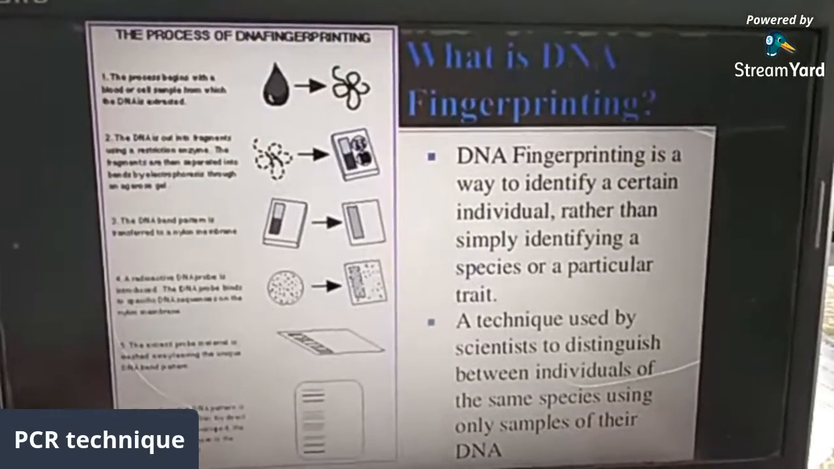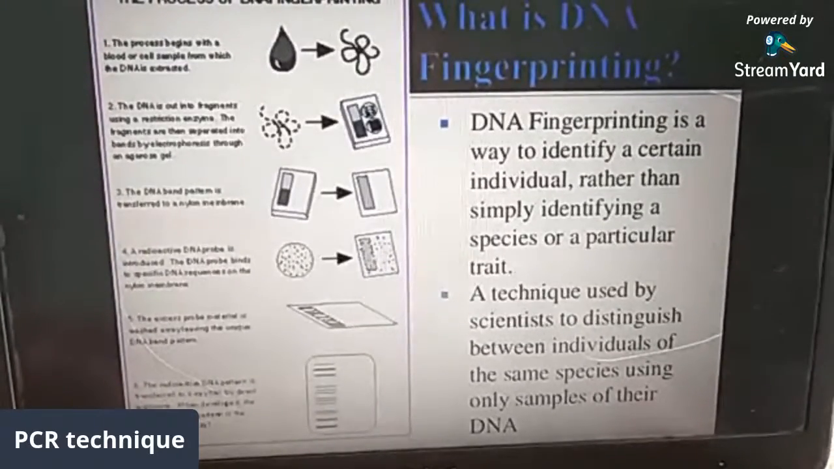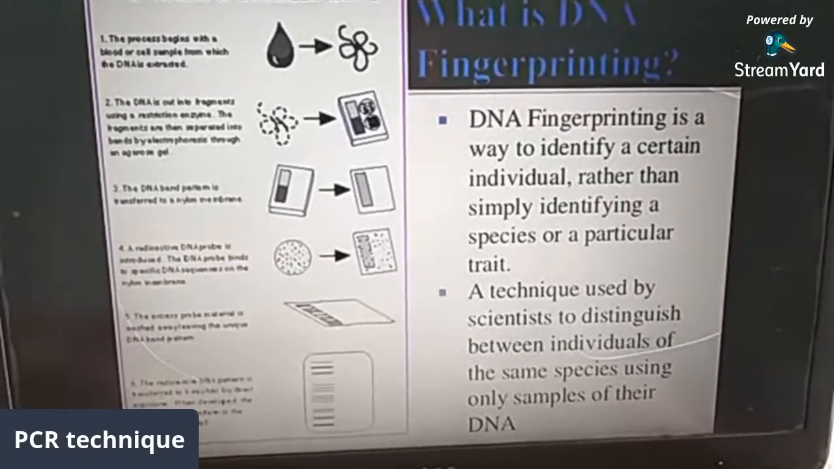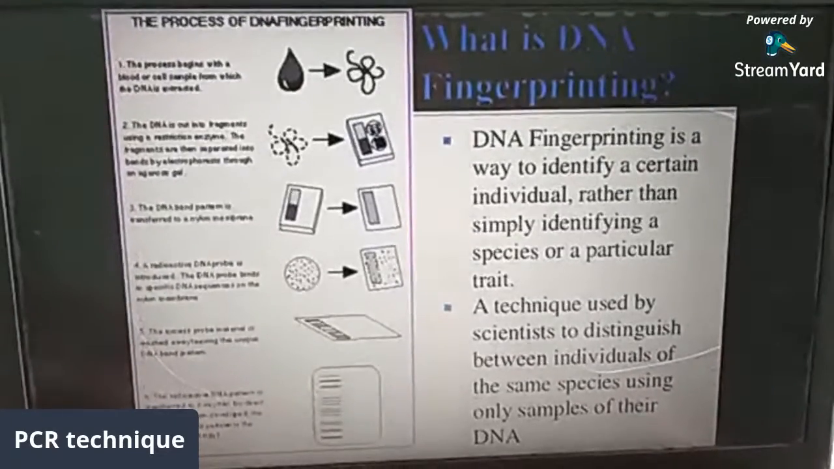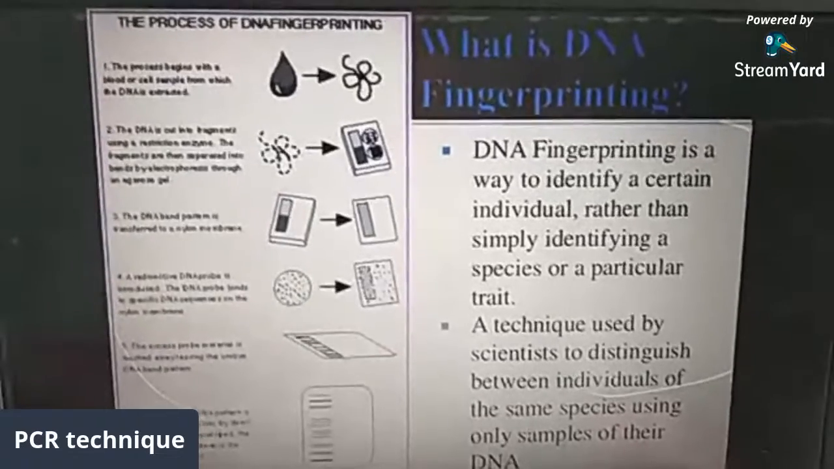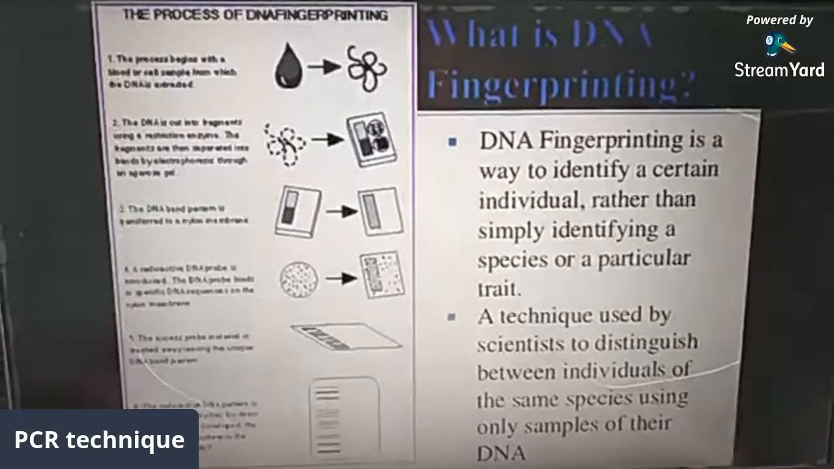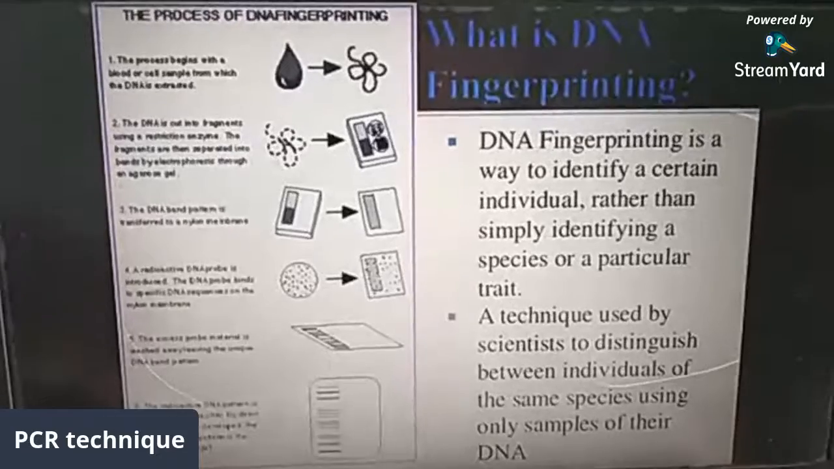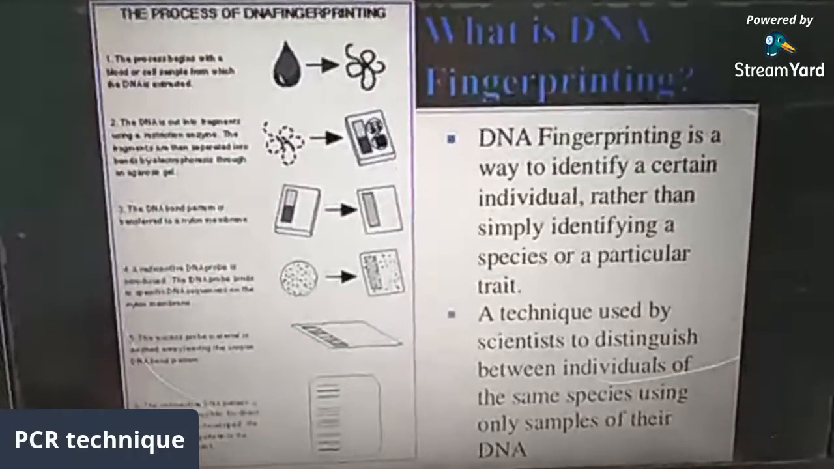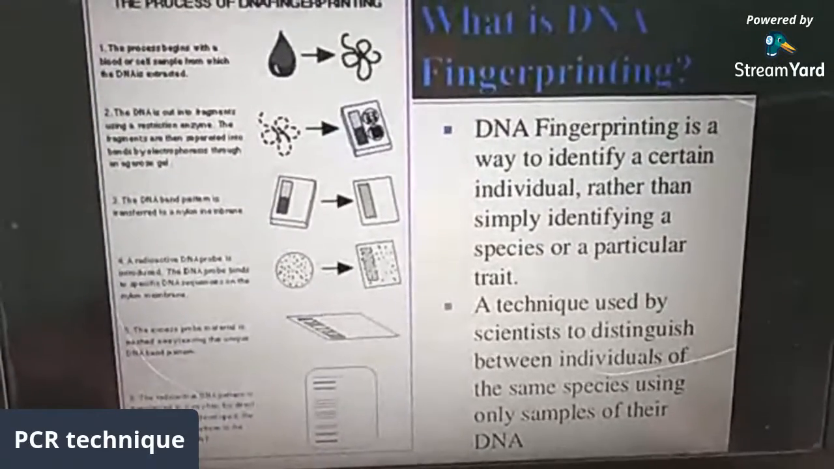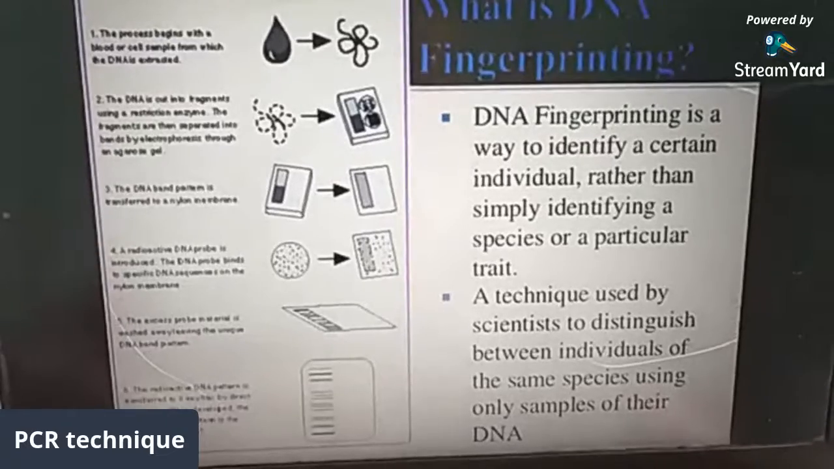What is DNA fingerprinting? DNA fingerprinting is a way to identify a certain individual, rather than simply identifying a species or a particular trait. This technology is quite familiar to all of us. We know that through DNA fingerprinting we can identify the criminal. This is our basic idea, but you should know how DNA fingerprinting works.